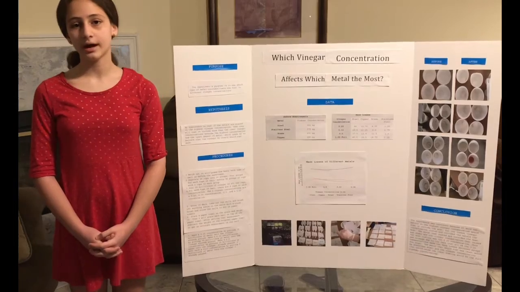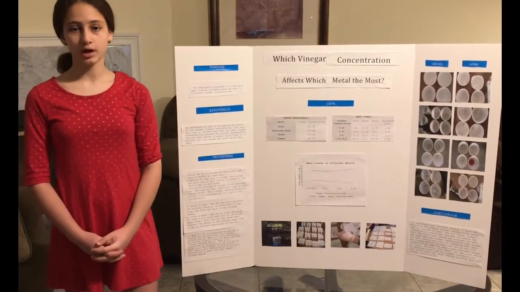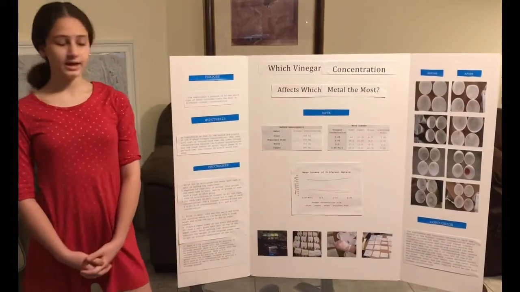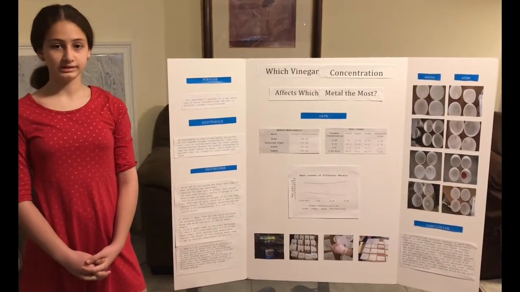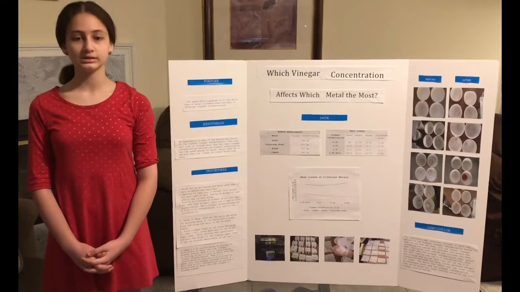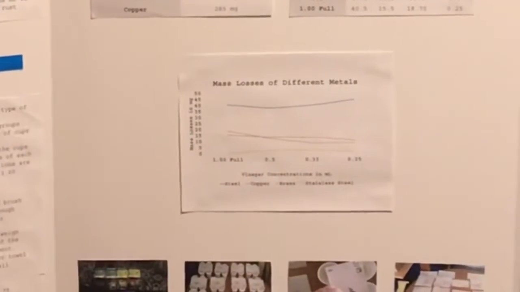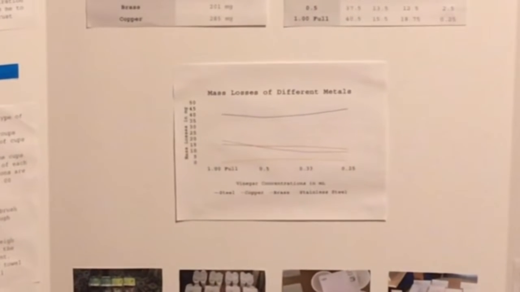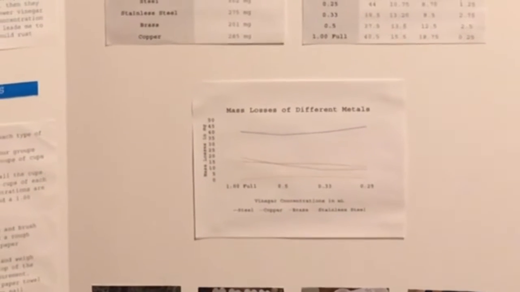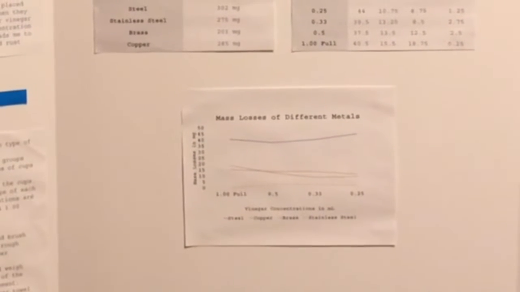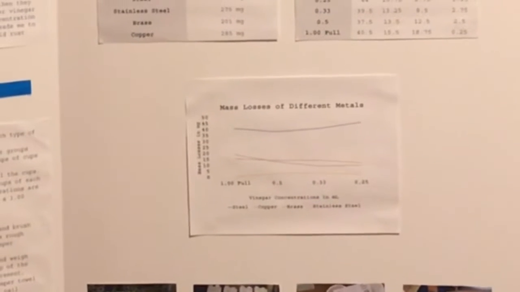Then when I took them out after 10 days, I let them dry on paper towels, which I did right here, and then I weighed them after the experiment to find the mass losses of the different metals. As you can see here in my results, this is the graph of my mass losses of the different metals. On the x-axis are the vinegar concentrations in milliliters, and on the y-axis are the mass losses in milligrams.